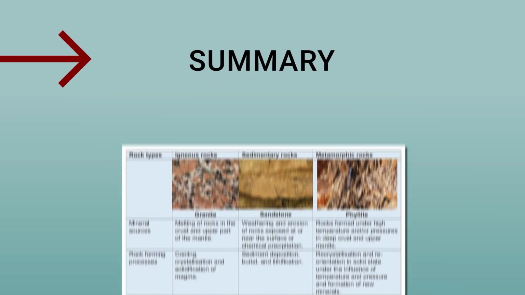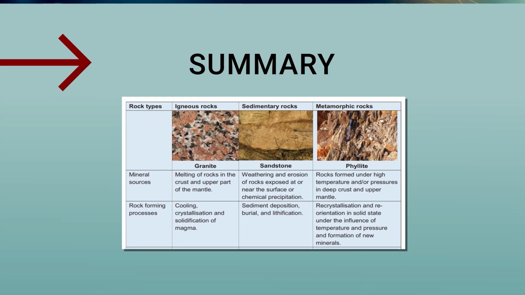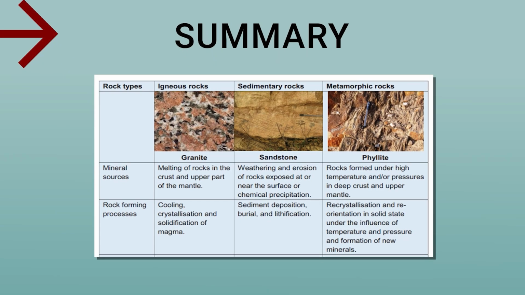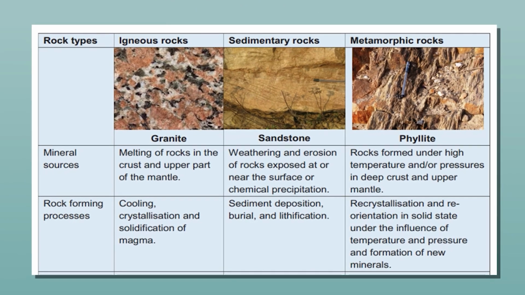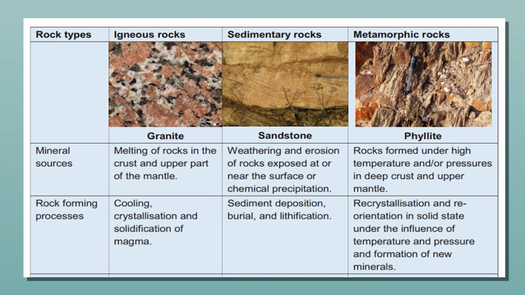Just a last slide to show you: rock types can be igneous, sedimentary or metamorphic. What are the minerals? You can see granite, sandstone and phyllite. You can see the mineral sources. You can see the rock forming process, which is clearly given in these diagrams. So, I am sure, learners, you should have understood by now the difference between igneous, sedimentary and metamorphic rocks and what drives the plate tectonic cycle.